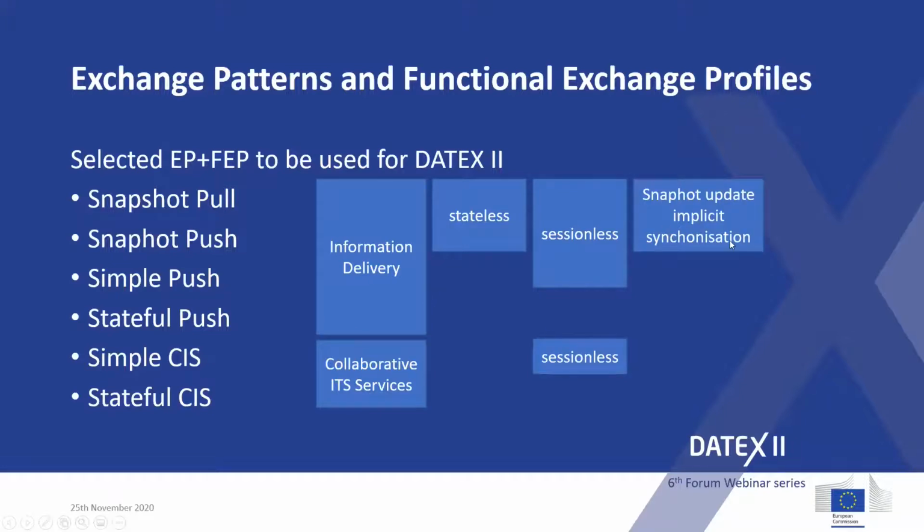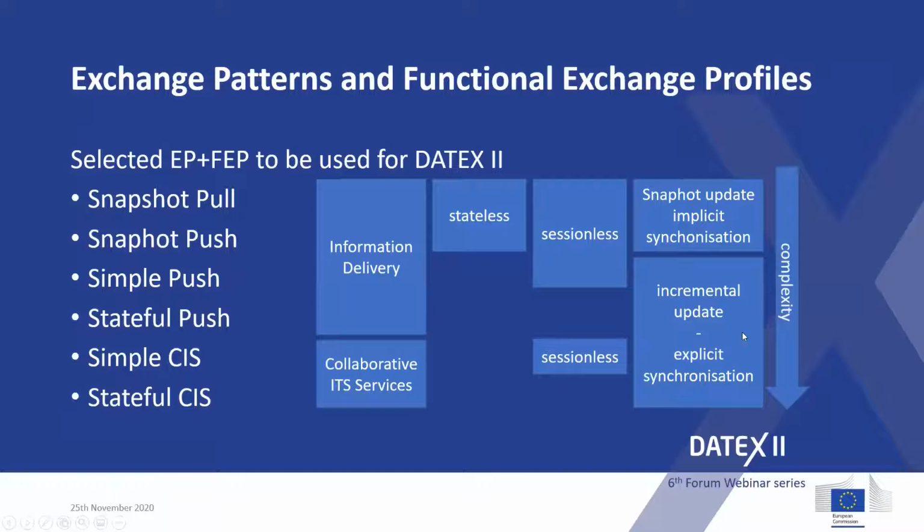We have a snapshot update, of course, for the first two, and delta incremental update with explicit synchronization, which require explicit synchronization in the other exchange pattern. So this is just a general framework so that we understand the complexity increases from the snapshot pull to the stateful part of the diagram. But the features are increasing as well, so more functionalities are available and let the exchange do much more things. And there is also a bandwidth saving in doing incremental update besides the snapshot delivery.